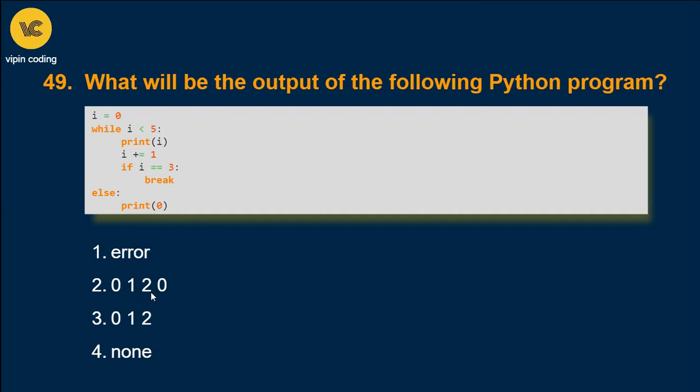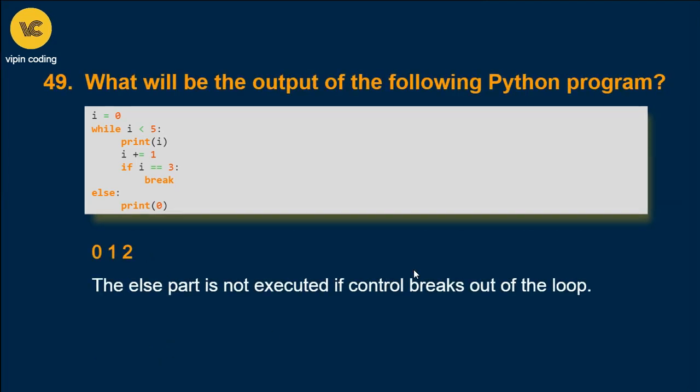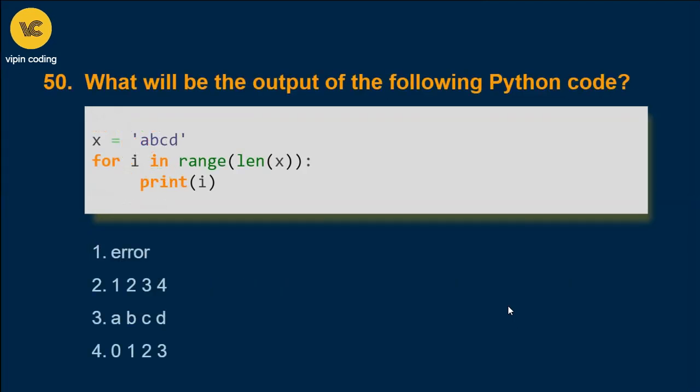The options are error, 0 1 2, 0 0 1 2, and none. The answer for this question is 0 1 2. The else part is not executed if control breaks out of the loop. Got it?